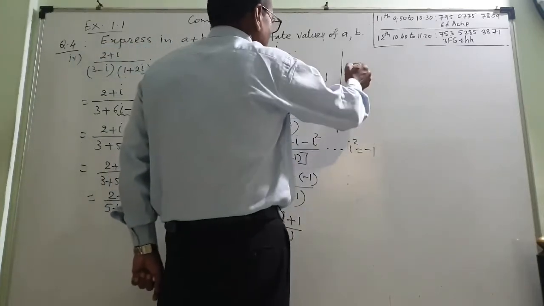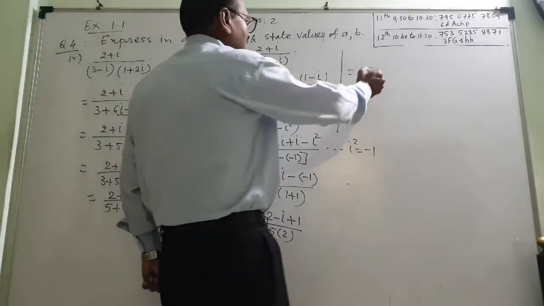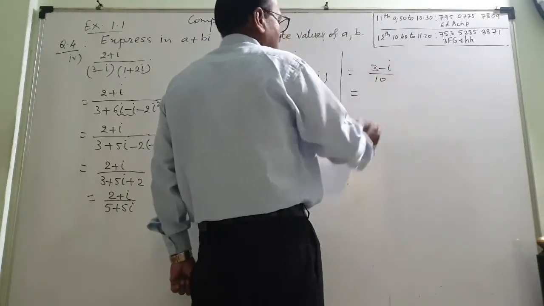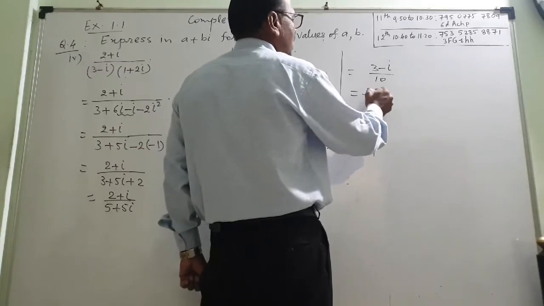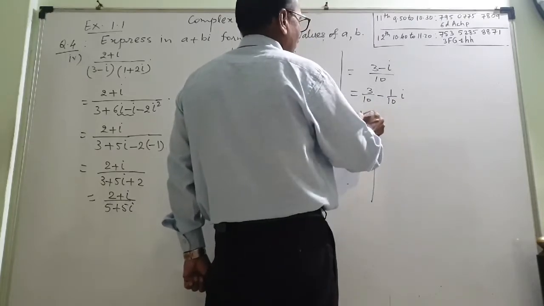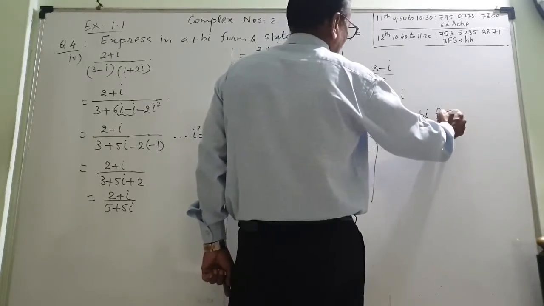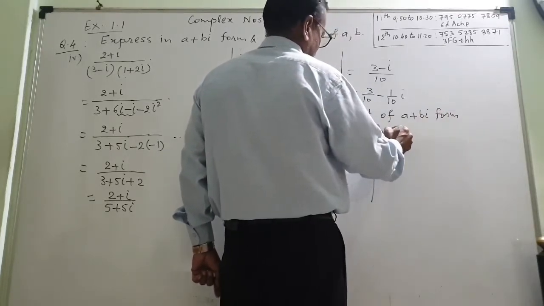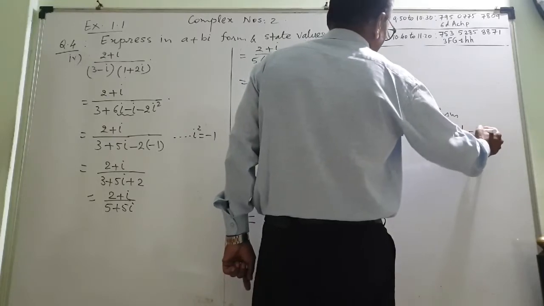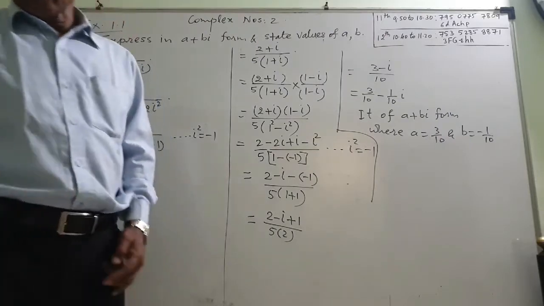Very baby steps I am taking, you need not take. Now this 2 plus 1 is 3. 3 minus i upon 5 times 2 is 10. Now distribute the denominator. This is 3 upon 10 minus 1 upon 10 into i. It is of the form a plus bi, where a equal to 3 upon 10 and b is equal to minus 1 upon 10. So this way your answer is.